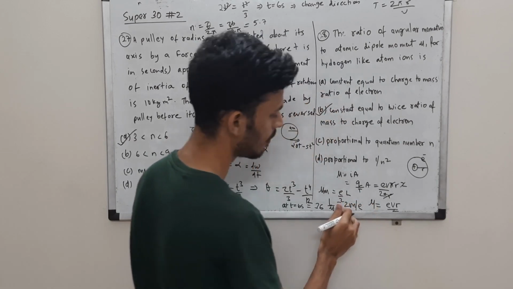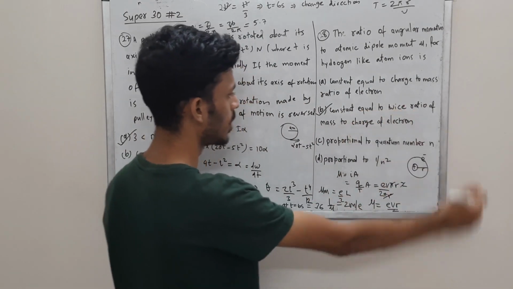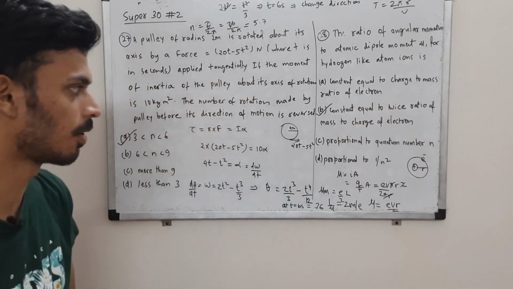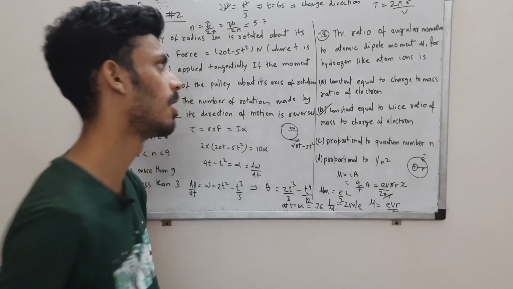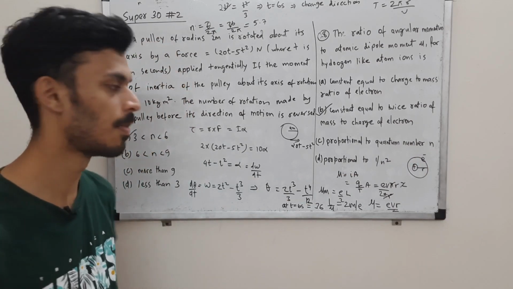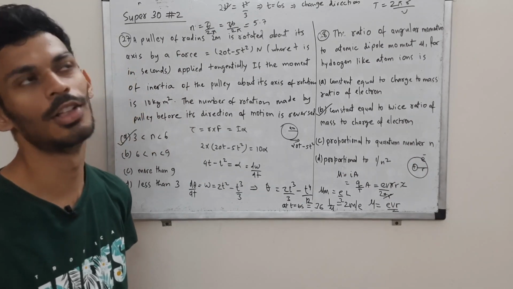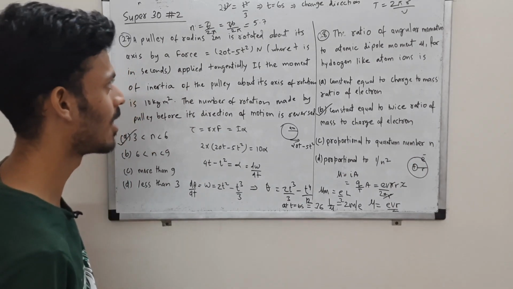Which is 2 times the mass to charge ratio, 2 times the ratio of mass to charge of electron. Of course electron, the whole discussion we considered electron only. So yes, this ratio is 2 times the ratio of mass to charge of electron. Okay, so that is our answer.